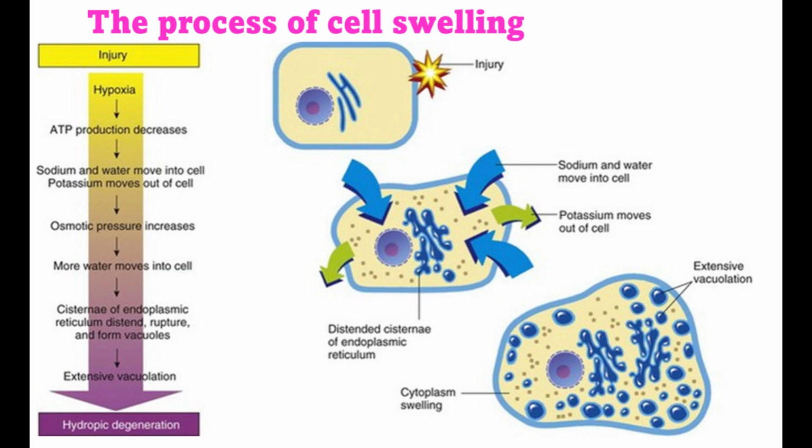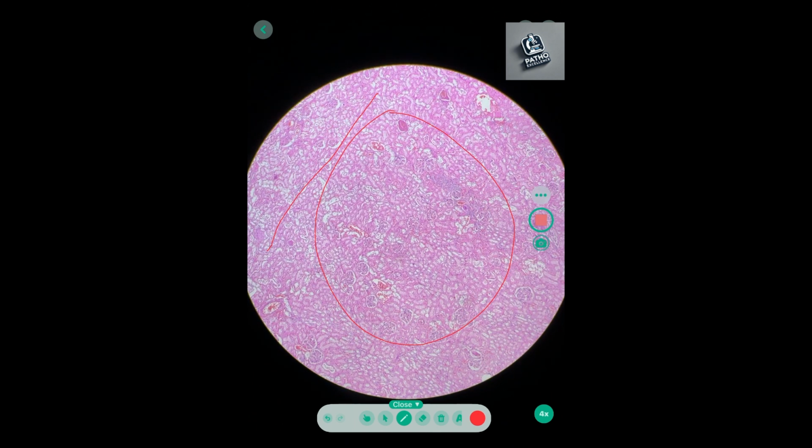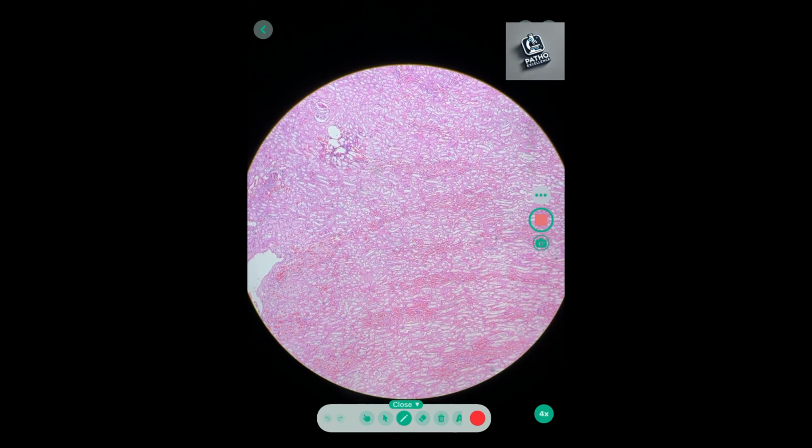So whenever we see a slide, we have to start microscopy with the scanner view or 4x objective. So here we can see this is the outer portion or capsule of the kidney. This portion is the cortex, and if we move towards medulla, so this is medulla.